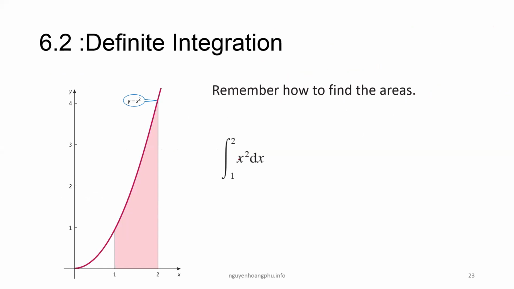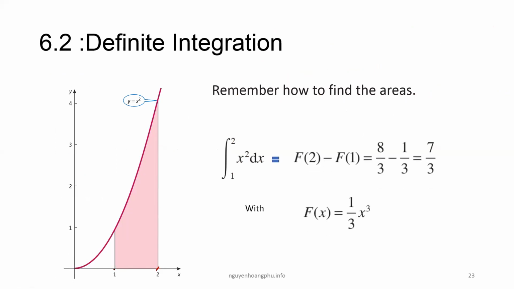For example, here we have a function, x squared dx from 1 to 2. So x from 1 to 2. So the value of this is going to be here, the pink area. Yeah, right? Okay, the area here.